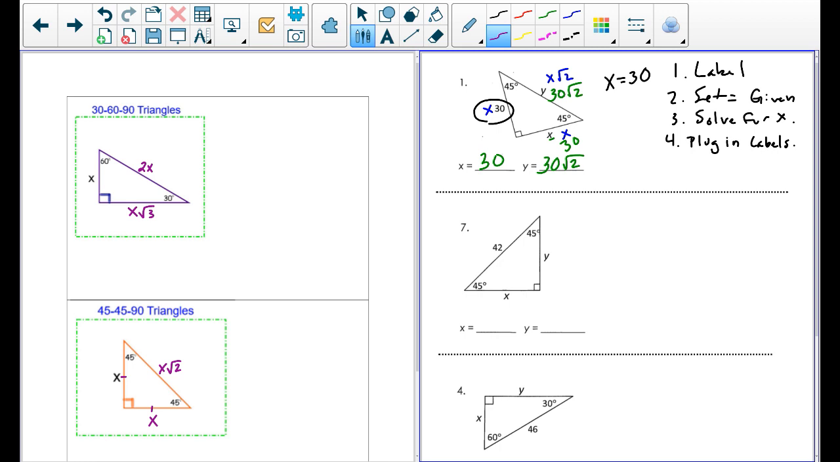Yeah, x and y are the same. 42 is my x square root of 2. Okay? So take what's given and set it equal. So x square root of 2 equals 42. Okay?